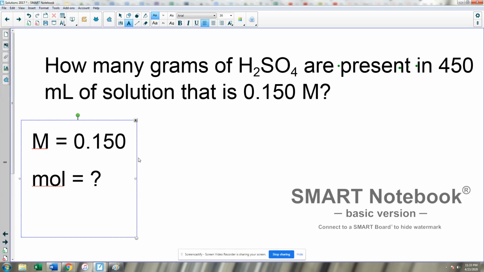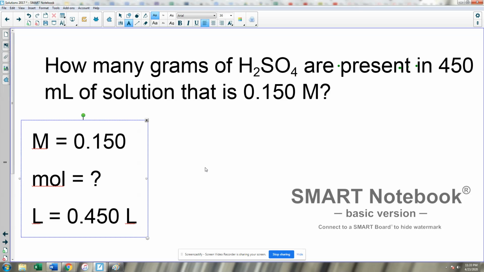And we know the number of liters. You'd think it's 450, but it's not. 450 milliliters is less than half a liter. So move the decimal 3 places to go from milli to liters. So it's actually 0.450 liters.